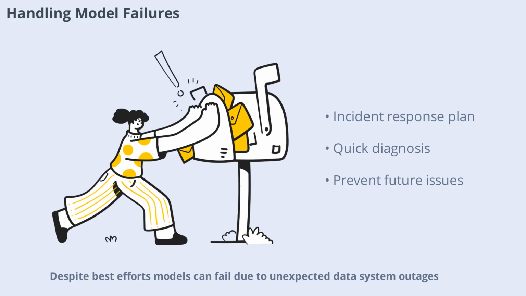Despite best efforts, models can fail due to unexpected data, system outages, or bugs. Having a clear incident response plan helps you address failures quickly and minimize impact. This plan should include steps for diagnosis, communication, rollback, and postmortem analysis to prevent future issues.